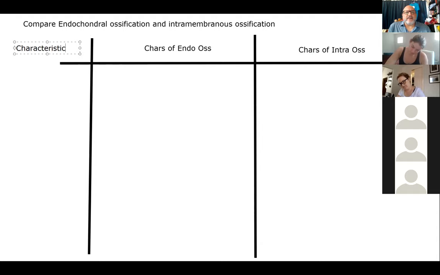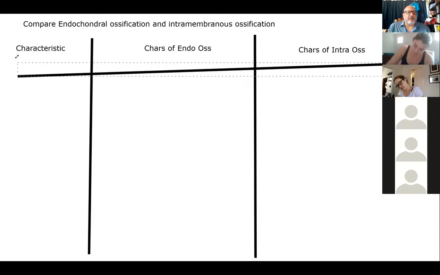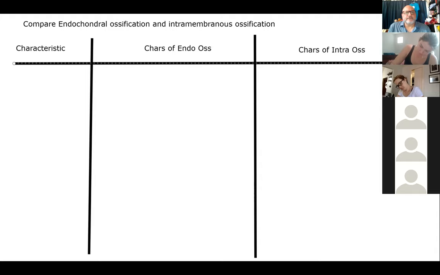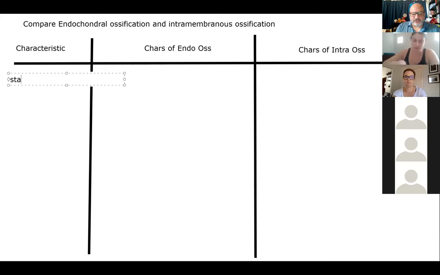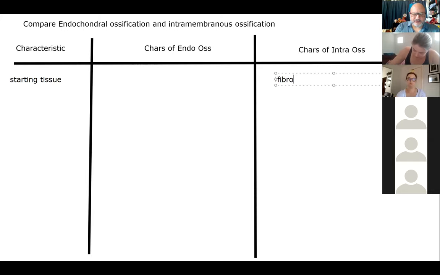Give me an example of a characteristic by which endochondral ossification and intramembranous ossification are different. Okay, what do you mean by that? Haley? Okay, but that's not really a comparison. Once again, you're just describing them. So what it sounds like you're trying to say to me is you want to compare the starting tissue or the process, right? Starting tissue for the process of intramembranous ossification is indeed a fibrous membrane is our starting point.